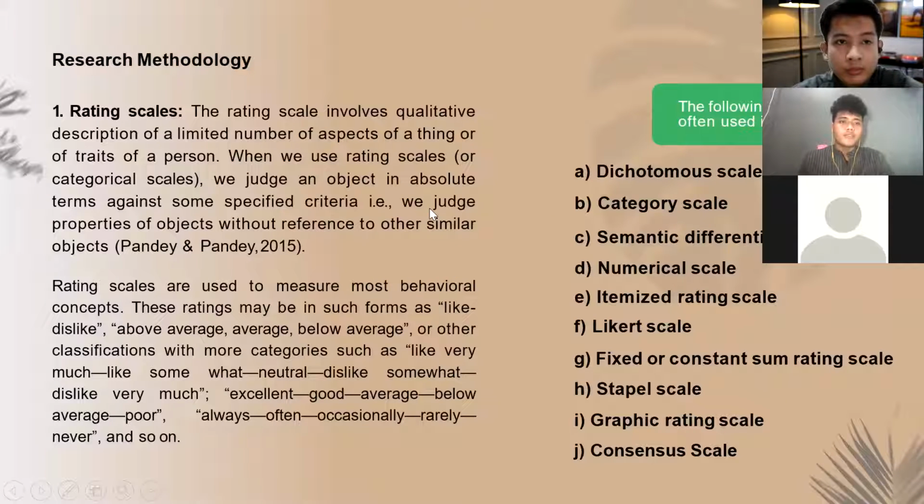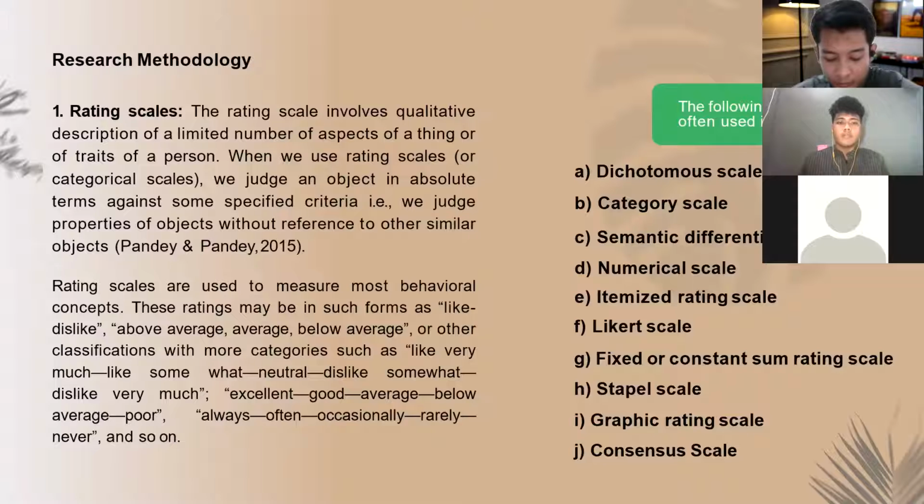The first is rating scale. The rating scale involves qualitative description of a limited number of aspects of a thing or of a person. When using a rating scale or categorical scale, we judge an object in absolute terms against some specified criteria. For example, we judge a property of an object without reference to other similar objects (Pendek, 2015).